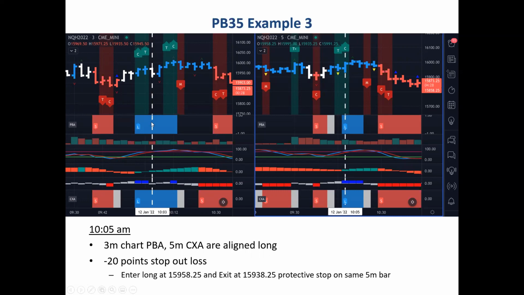And then at 10:05, you're presented with the alignment between the PB3, PBA, and the CXA.